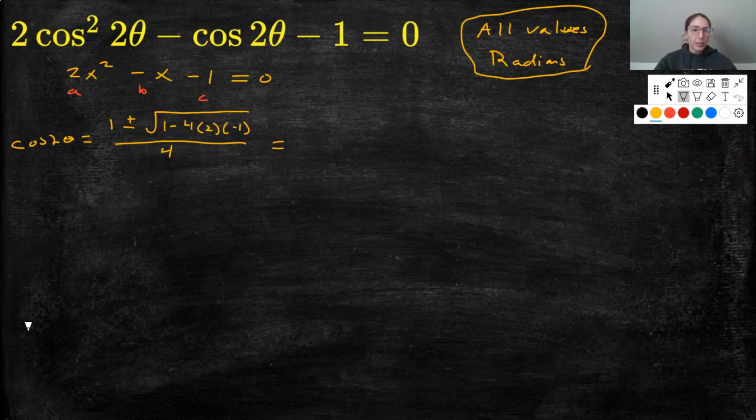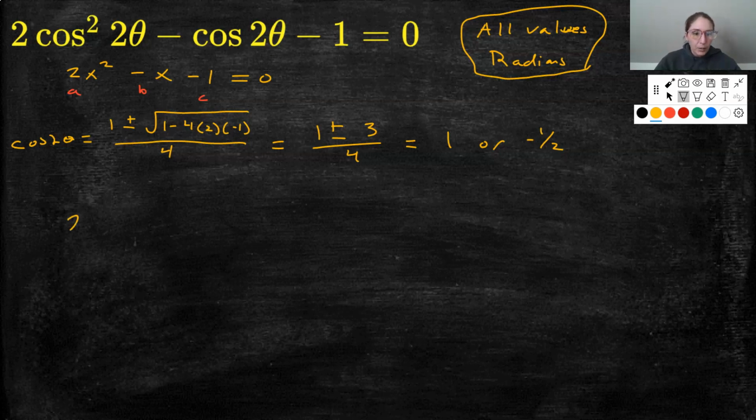So cosine of 2 theta is going to equal 1 plus or minus the square root of... 4 times 2 is 8. 8 times negative 1 is negative 8. 1 minus negative 8. This whole thing under the radical is going to turn to a 9. Square root of 9 is 3. So cosine of 2 theta is going to equal 1 plus 3, which is 4 over 4, 1. Or 1 minus 3, which is negative 2 over 4, reduce, negative 1 half.